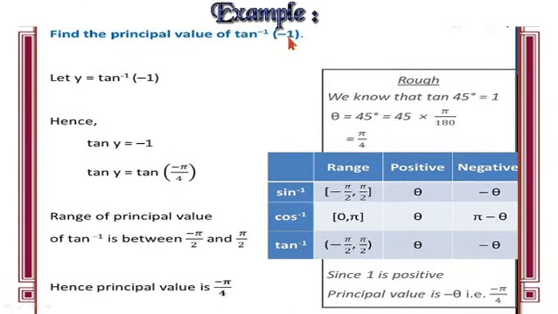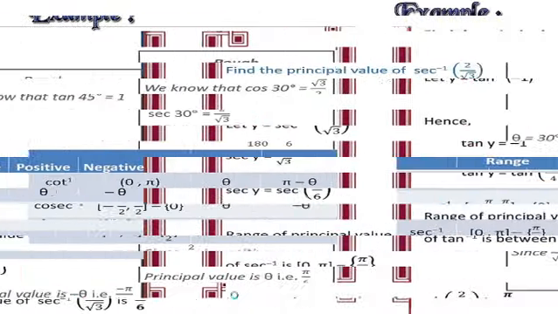Now tan inverse minus 1. Tan inverse and the angle is negative. So the answer should be minus of theta. It means minus pi by 4. So do we have minus pi by 4 in this range? Yes. So this is the only answer.